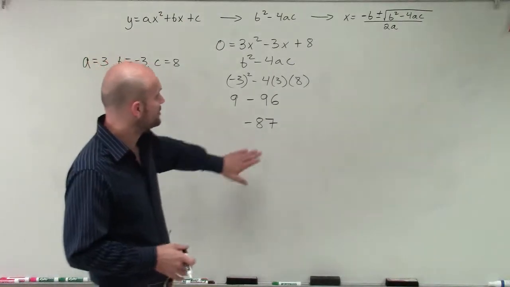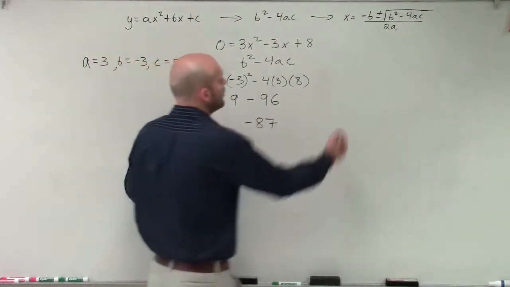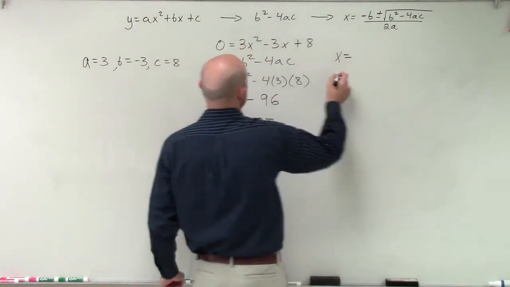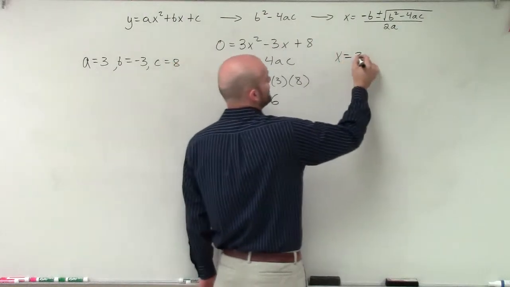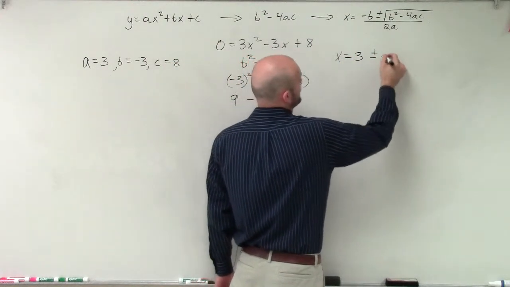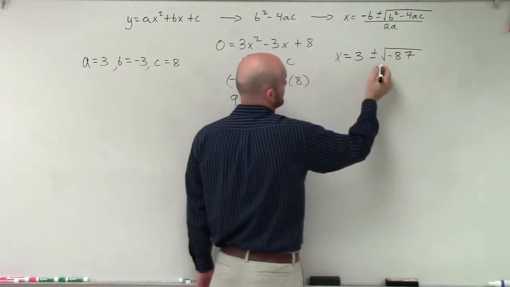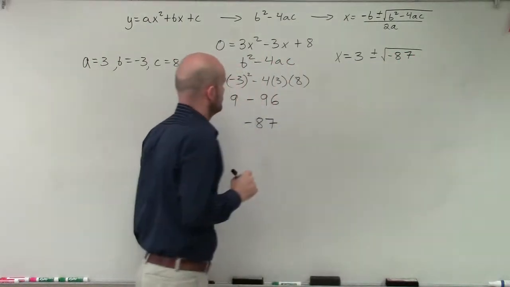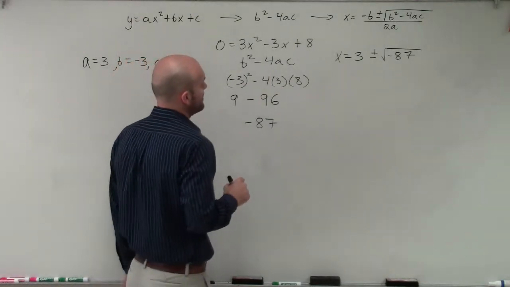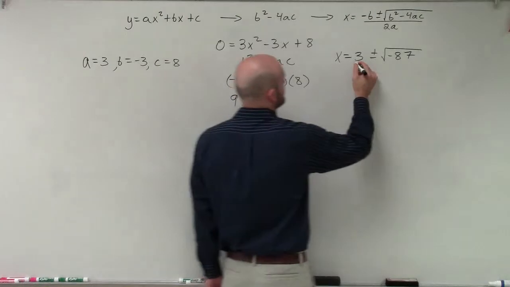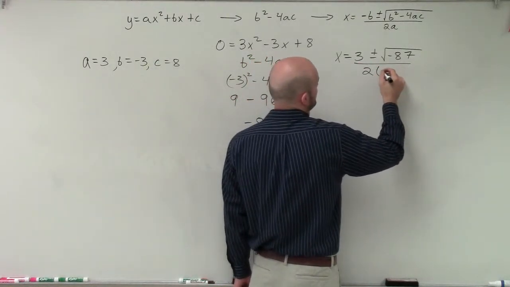So now I simply take this and plug it into our quadratic formula with the rest of my values. So x equals the opposite of b. Since that's a -3, the opposite of that would be a +3, plus or minus the square root of -87, and then divided by 2 times a, which is 3.